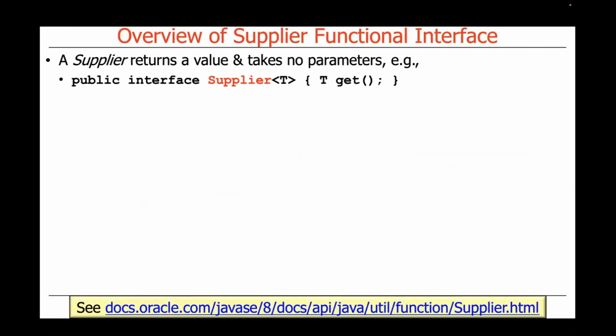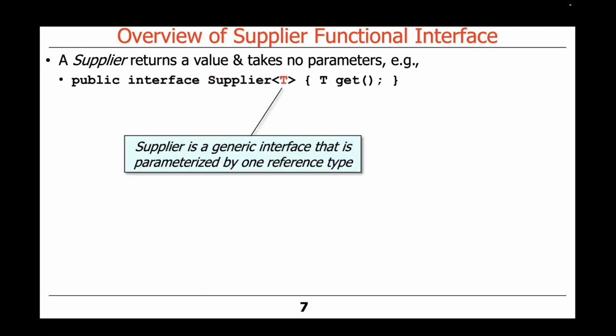So what is the Supplier functional interface? Well, it returns a value and takes no parameters. So it's kind of lobotomized in a way compared to what we looked at before, where we passed one parameter to Predicate, we passed one parameter to Function, we passed two parameters to BiFunction. Now we're going to be taking a look at something that takes no parameters, at least no notional parameters, and then we go ahead and return a value.